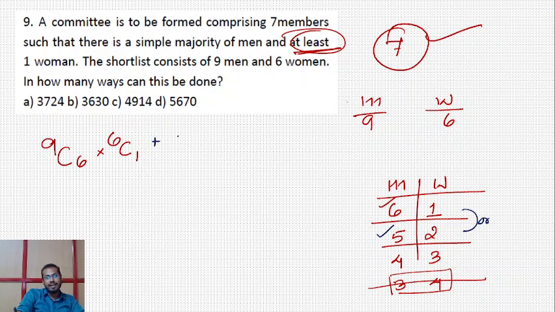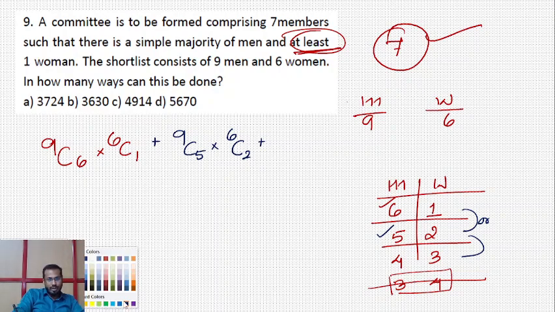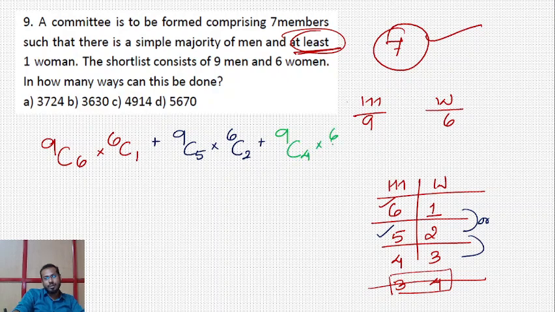So either this or the next combination. So put a plus symbol. Out of 9, I'm going to select 5, and out of 6, I'm going to select 2. Plus. Next, go to the next combination. So or. Out of 9, I'm going to select 4, and out of 6, I'm going to select 3. So we need to write answers for all these numbers.